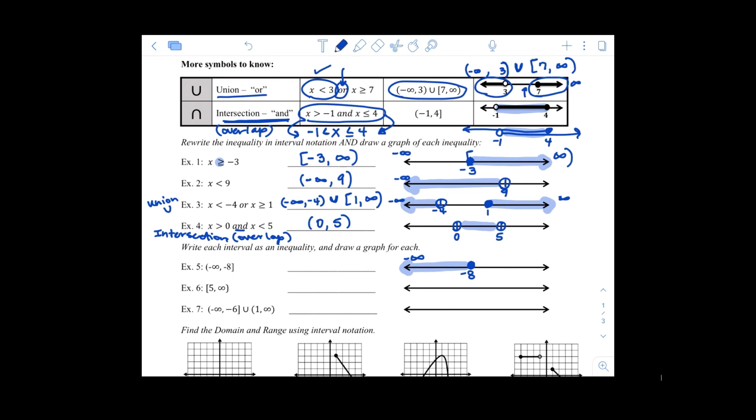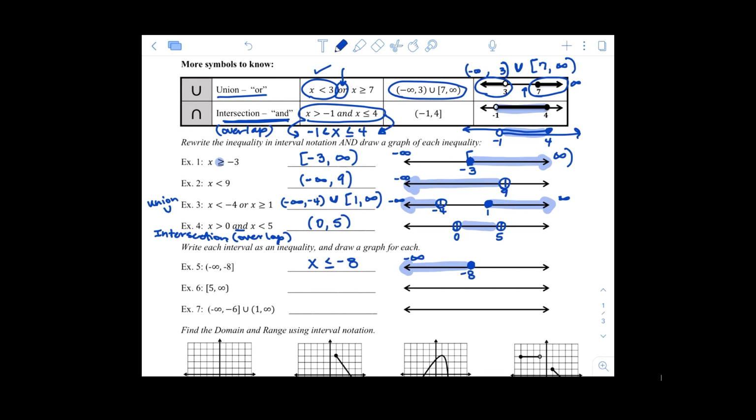Now, that would be everything to the left of negative 8. So X would be less than or equal to negative 8 because I have a closed circle, because I had a bracket, meaning I'm including the negative 8.